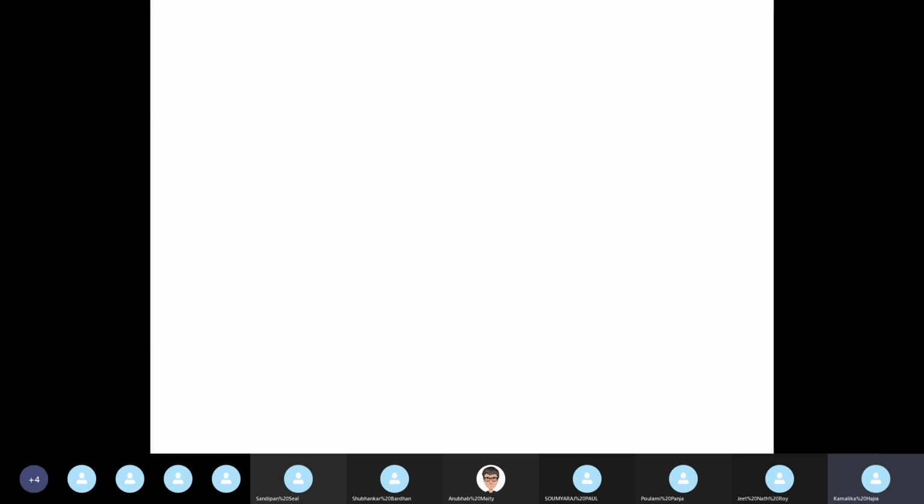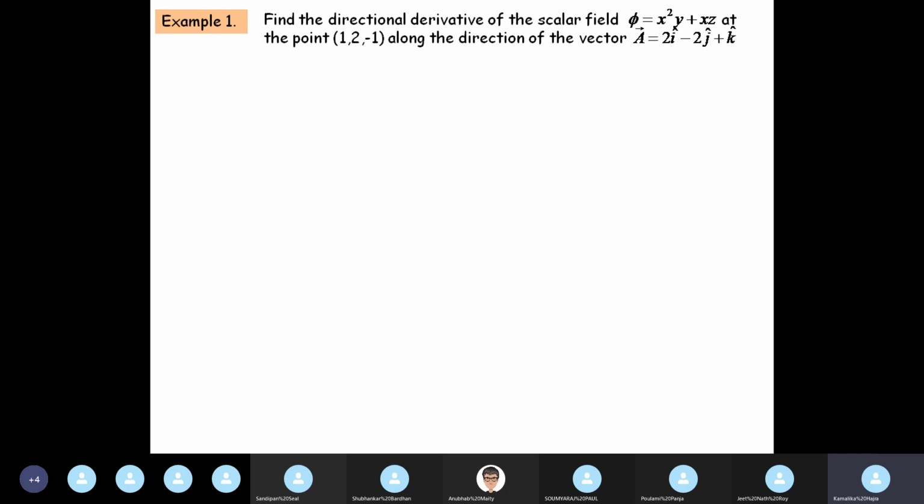Okay, so we'll do two sums based on whatever we have just learned. Example one is find the directional derivative of a scalar field phi equal to so and so at the point 1, 2, minus 1 along the direction of a vector this. So if you are asked to find the directional derivative, you need two more pieces of information. One is the point at which you have to find it out, and two is the direction in which you have to find it out. Okay, so I'll just show you the steps that you need to follow for doing such a sum, and then you can do similar sums from spiral.